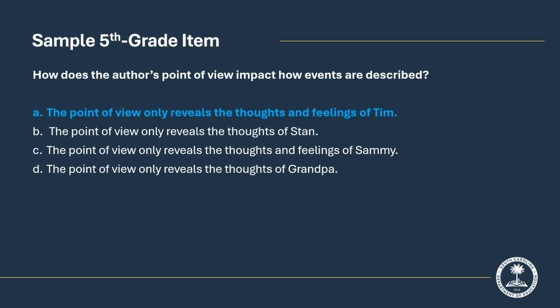Now let's look at a sample item aligned to AOR 3.1. This is from 5th grade and was originally aligned to the 2015 grade level indicator. Remember, most of 5th grade AOR 3.1 was present in the 2015 RL 11.1. Here, we are asking students to determine how the author's point of view impacts how the events in the text are described.